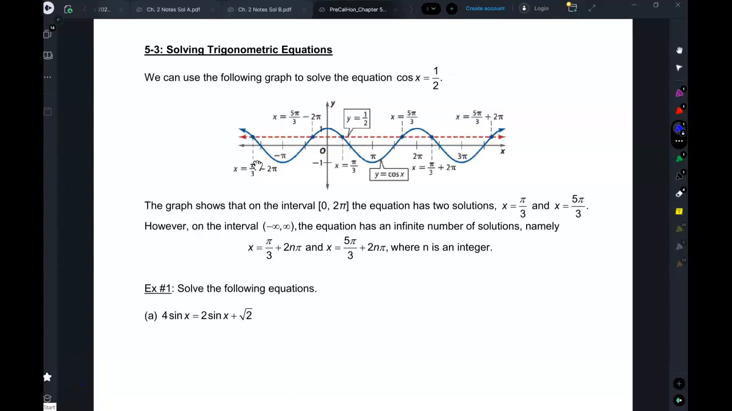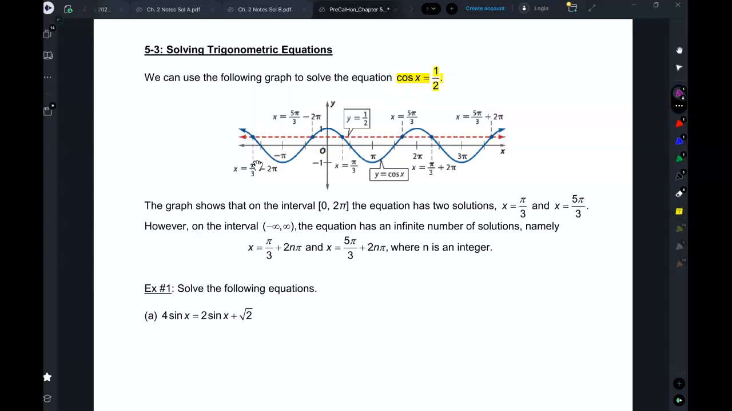How to solve trig functions, right? So how to solve trig functions. So take a look at this. I'm sorry, how to solve trig equations. So take a look at this first equation here. I want to solve this, okay?